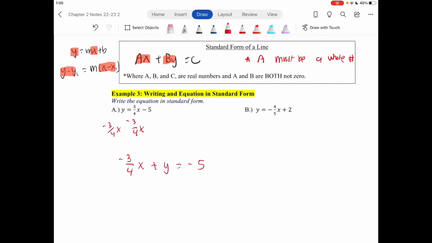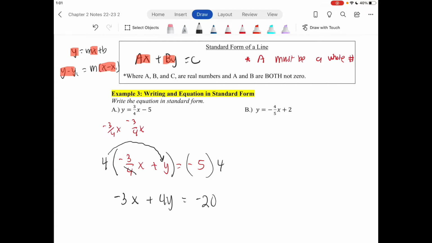Now we're to the point that we have to make x be a whole number. It can't be a fraction. The best way to do this is to look at what's in the denominator of x, and that's what we're going to multiply both sides of our equation by. So if we multiply both sides by 4, that's going to cancel out the 4 that's in the denominator. So we'll have -3x. We also have to distribute that 4 to our y, plus 4y is going to be equal to -20.